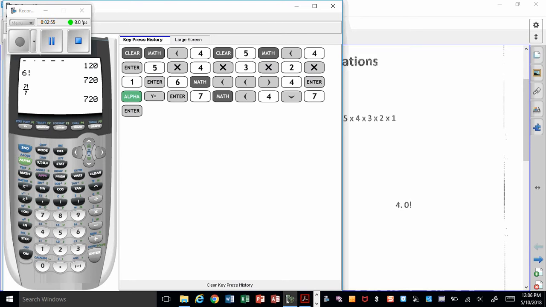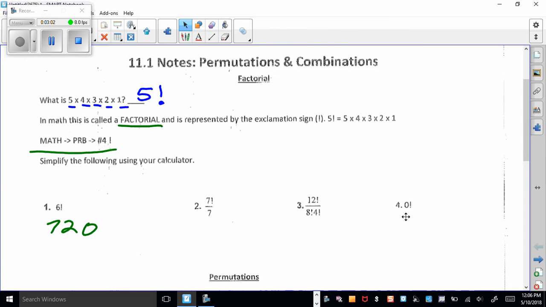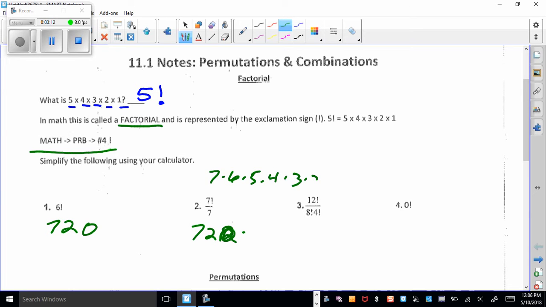And look, since we divided out the 7, what was left was 6, 5, 4, 3, 2, 1, so it was 720. So this was also 720. All right, because 7 factorial was 7, 6, 5, 4, 3, 2, 1. And then we divided by 7, so that goes away, and you get 6 factorial, which is 720.